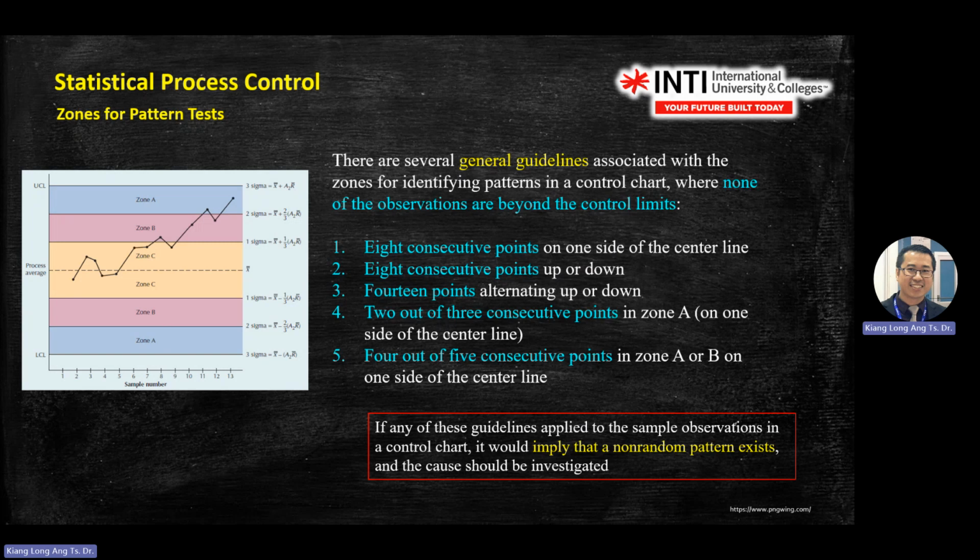Then rule number 4, 2 out of 3 consecutive points in zone A. Okay, in zone A. Rule number 5, 4 out of 5 consecutive points in zone B or zone A, on one side of the center line. Okay. If any of these guidelines applies to a sample observation in a control chart, it will imply that a non-random pattern exists and the cause should be investigated. Okay.